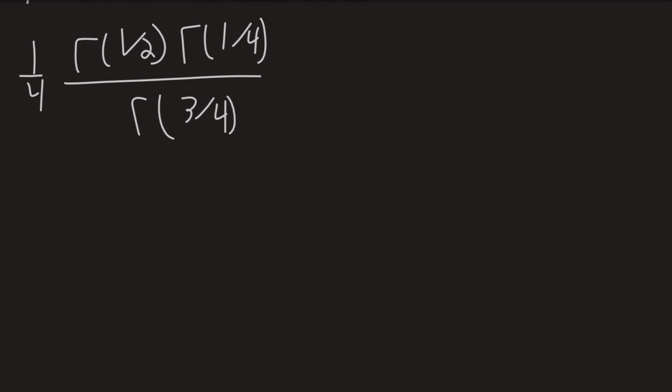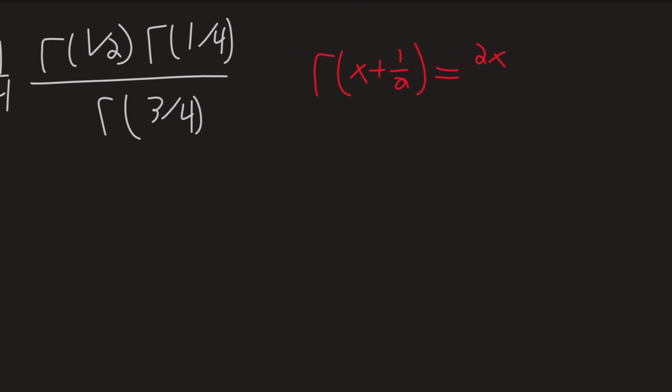And that's really just the fact that the gamma function of just some x plus 1/2 is equal to 2x factorial over 4 to the x times x factorial times the square root of pi.